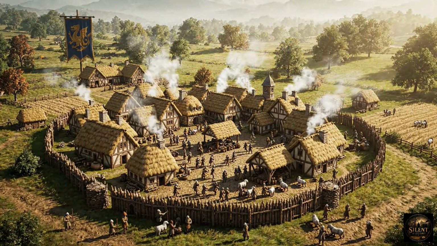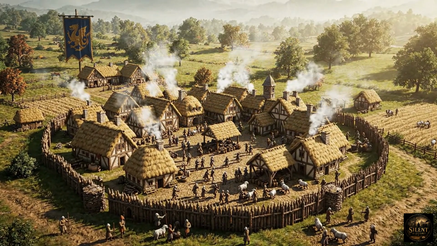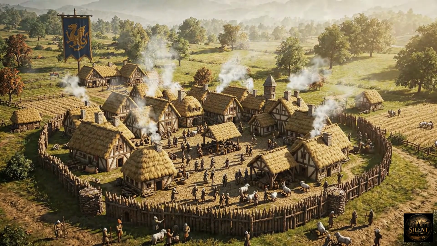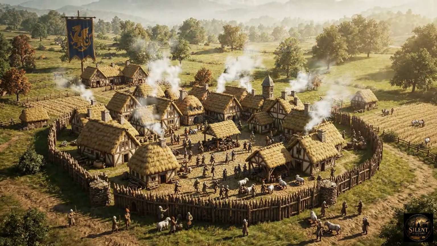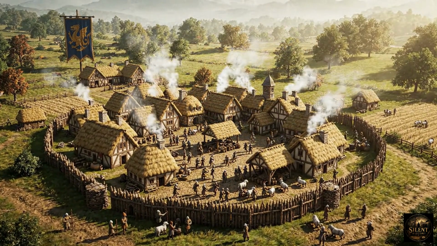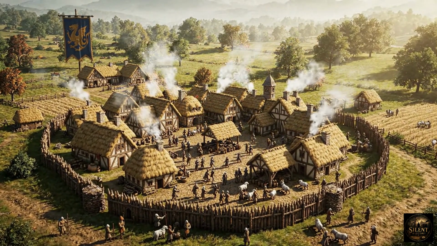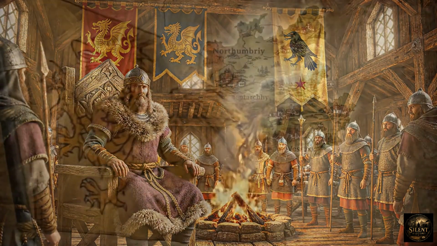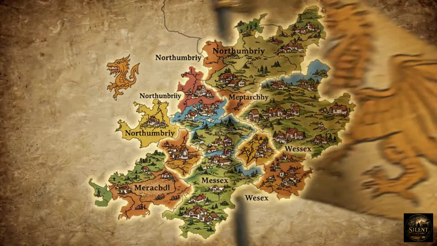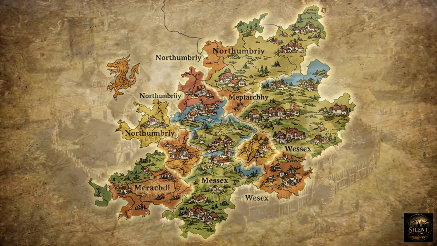Kingdom after kingdom fell. East Anglia was conquered. Mercia was weakened. Northumbria collapsed. By the late 9th century, only one major Anglo-Saxon kingdom remained truly independent: Wessex. If Wessex fell, Anglo-Saxon England might disappear forever.